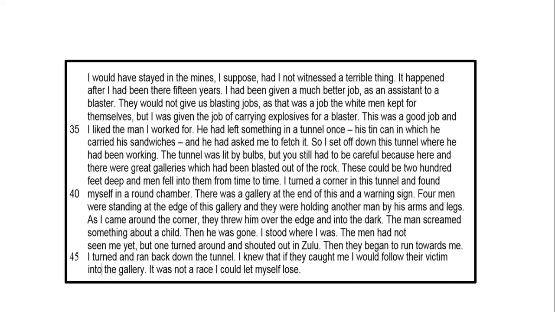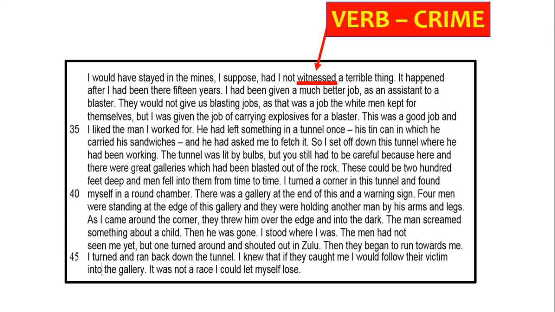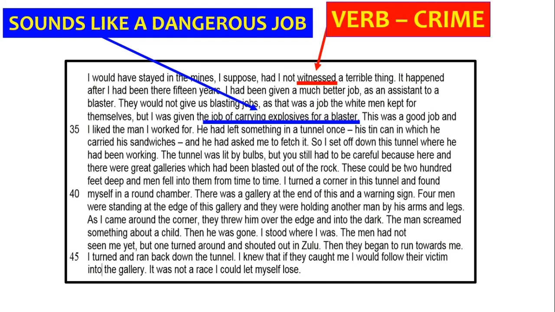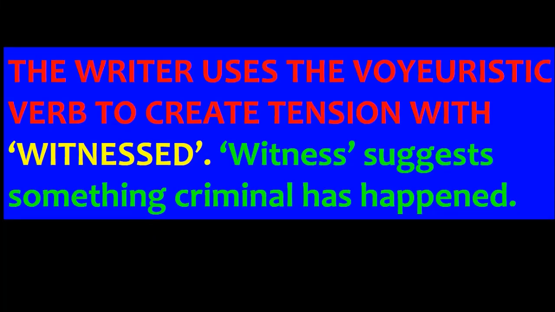This is a previous exam, not the one we're looking at. This extract is about a man seeing someone get murdered down a mine. So he doesn't just say, had I seen a terrible thing. The word witness is used, and we talked about how witness is a verb, and it suggests it's really bad because it's like a crime. Another reason it was tense and dramatic was that the guy's job is carrying explosives, so it sounds like a dangerous job.